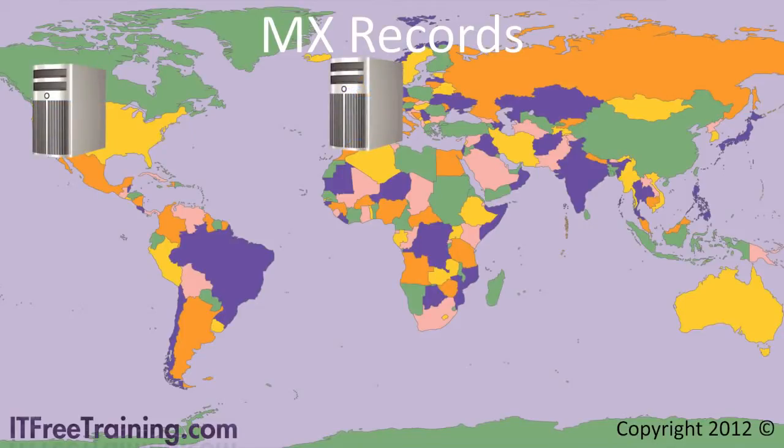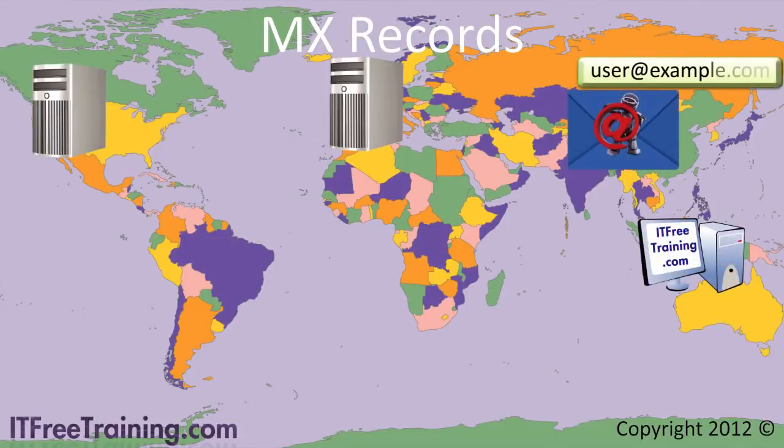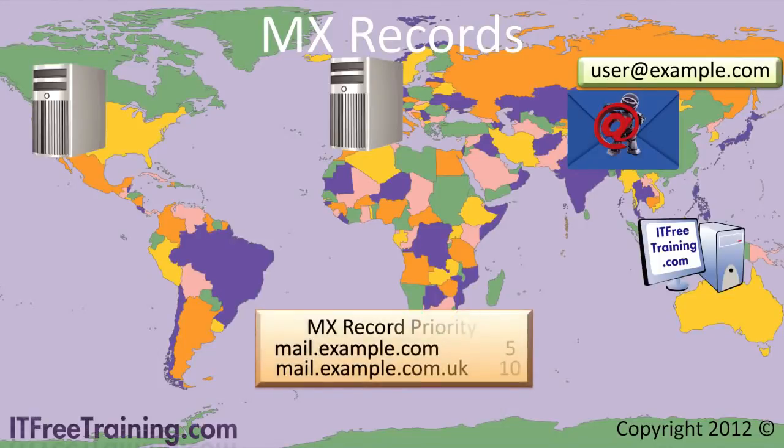Both email servers for the UK and US are connected together by a high-speed link. A client attempts to send an email to the example.com domain. The first MX record for example.com is read. This has a priority of 5. If the mail server can be contacted in the U.S., the email will be sent straight to this server.